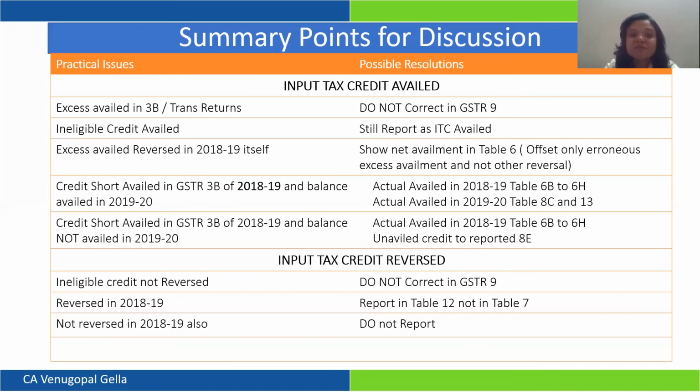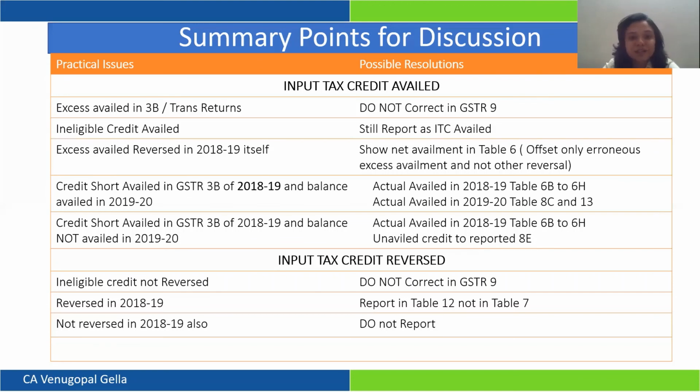However, if it is reversed in next year, that is in 1920 by September, then show 10 lakh in table 6, 9 lakh in table 12. And whatever would be the difference in table 8, the reconciliation for that would be available in table 12. So we'll discuss what is this table 8 in one of my subsequent presentations.